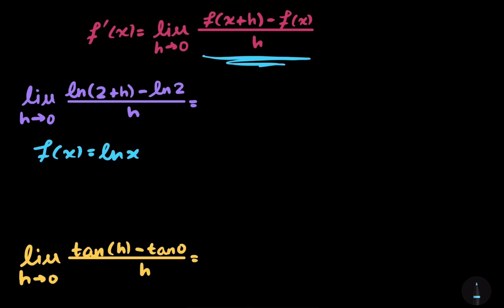Well, if we look at this form over here, we have f of x plus h minus f of x. Here we have the natural log of 2 plus h minus the natural log of 2. And we don't really need to look at this 2 for the time being, because if we just ignore the 2, if we replace the 2 with an x, then here we'll end up with the natural log of x plus h minus the natural log of x, which is essentially just this form over here.